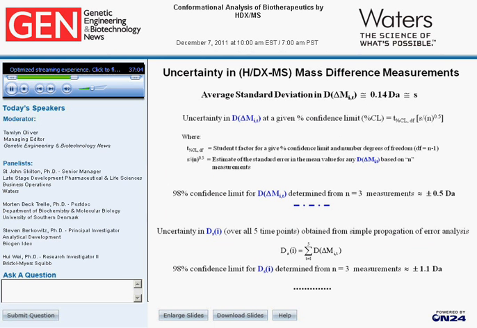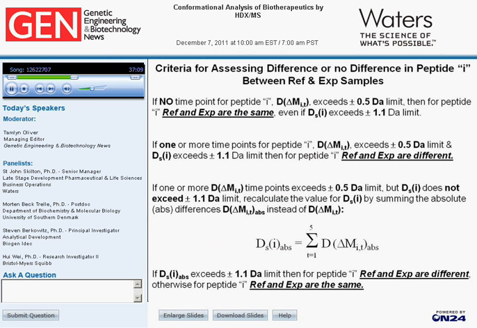So we need to then develop a quick criteria, using these important confidence limits. What we have here at the top: if no data point for a peptide exceeds 0.5 Daltons, then that peptide, in terms of the experiment, are the same. Even if the sum exceeds 1.1, it's critical that we at least have this 0.5 exceeded. On the other hand, if one or more data points exceed the 0.5 limit and the sum of the differences exceeds the 1.1 plus or minus, the reference and the experimental peptides are considered different. We can get into a little complication.